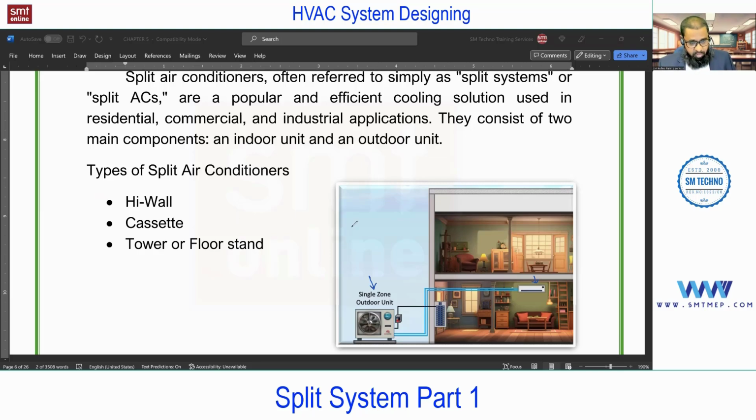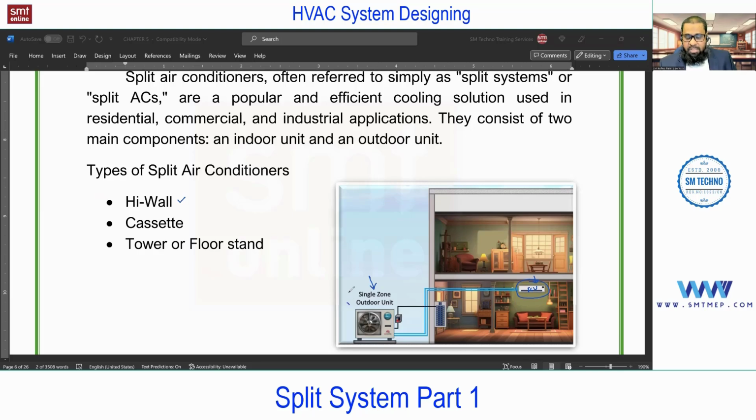So now if you talk about the different types in split, you will find n number of types, but most commonly in actual practice you can find high wall. You see on screen, this is high wall, and this high wall cassette or this tower is based on the FCU. As a cell in general, we can call this FCU, fan coil unit, and coil refers to the cooling coil. So this high wall, cassette, and the floor stand or tower is based on the FCU.